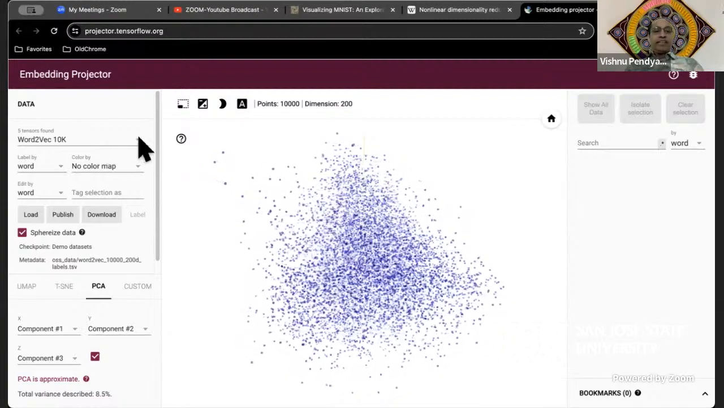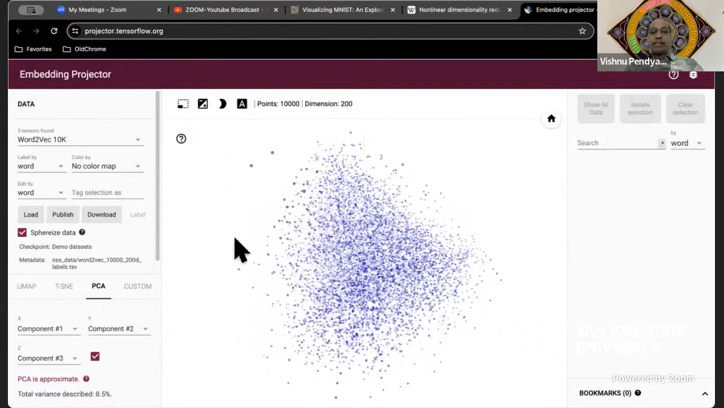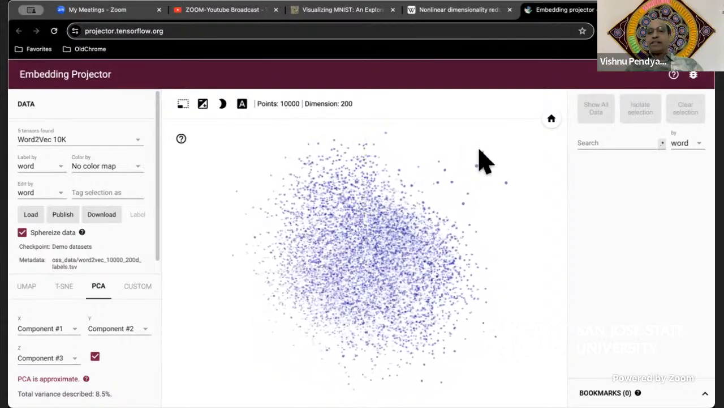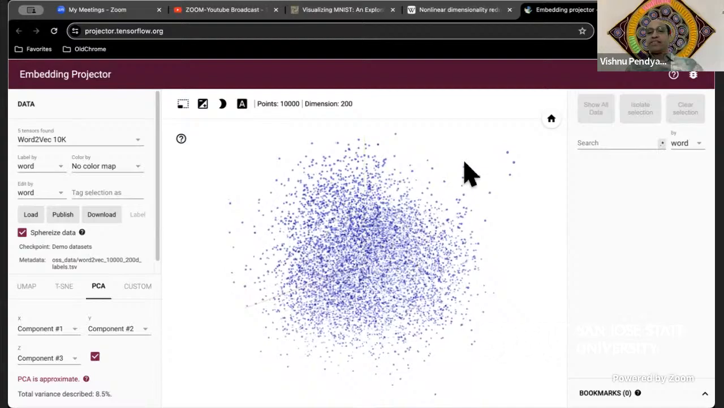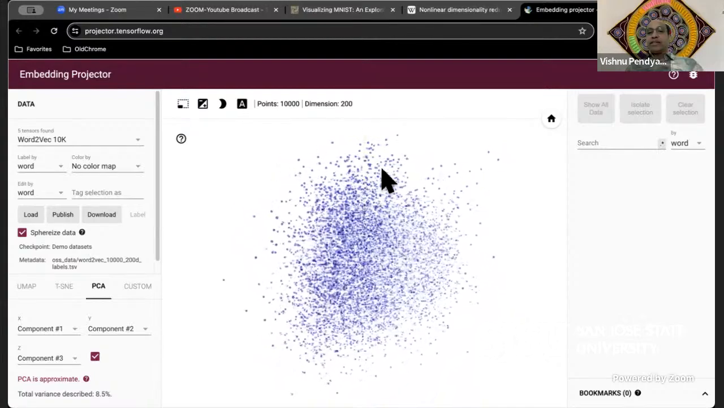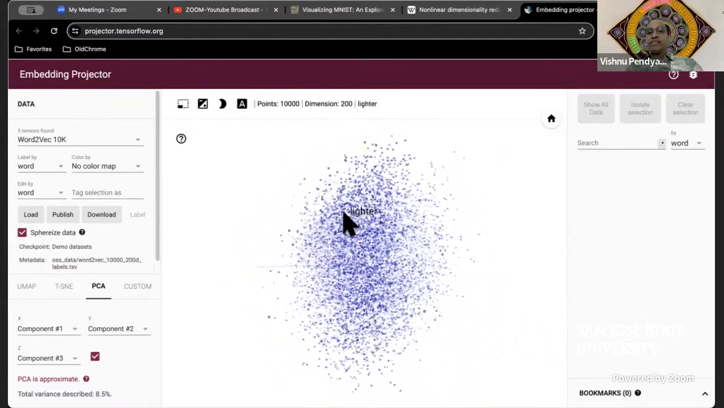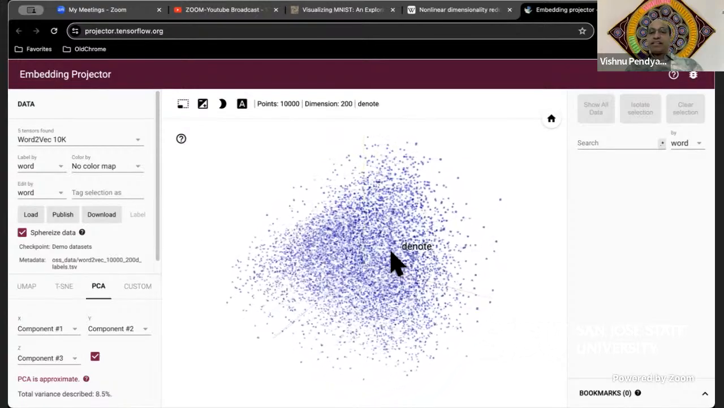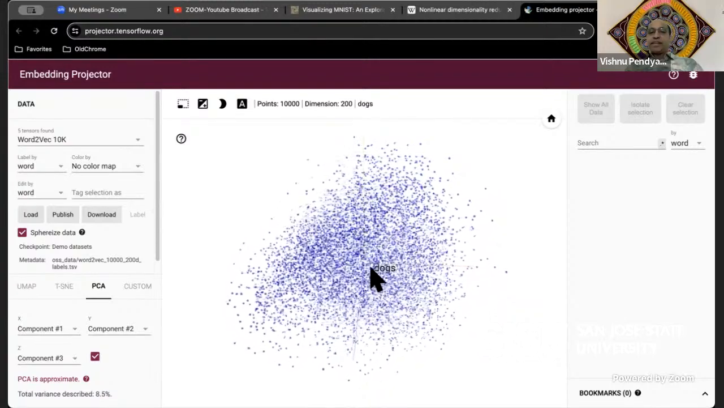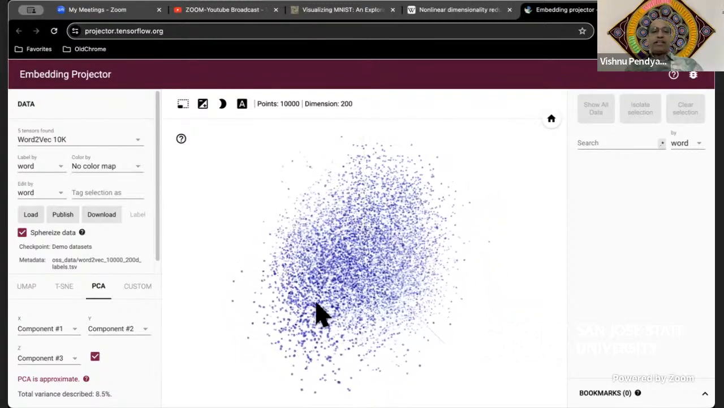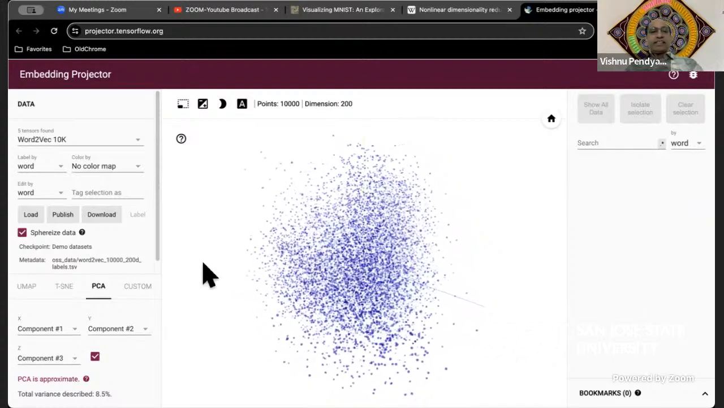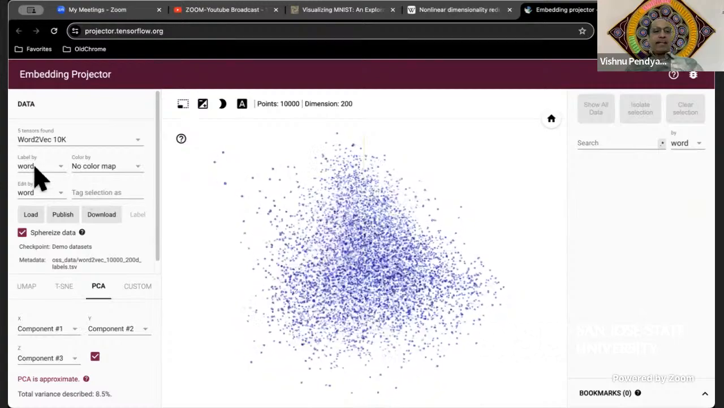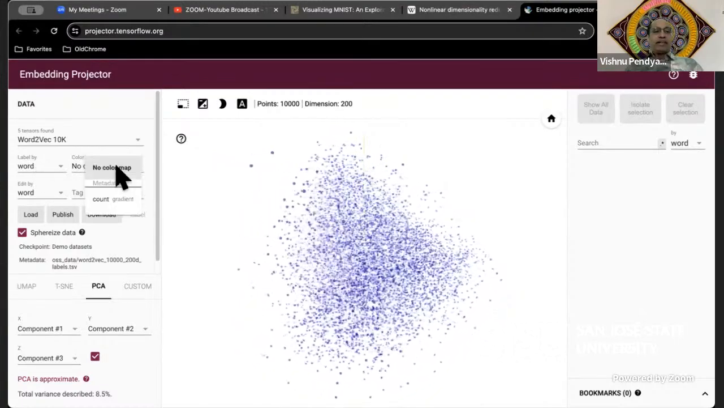So I can choose the data set. In this case, this is word2vec data set. As you can see, each point is a word. I hover on that point. These are all words, plotted using their embeddings. So this word is "denote". This is "switched". So all these words are now plotted in the vector space. They are labeled by word, and I can choose a color map.